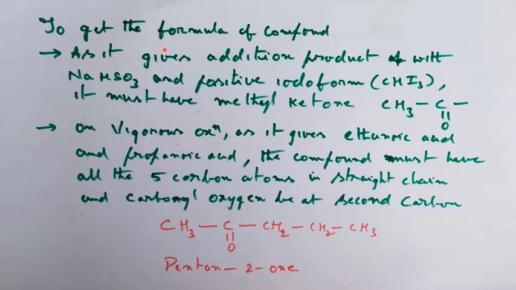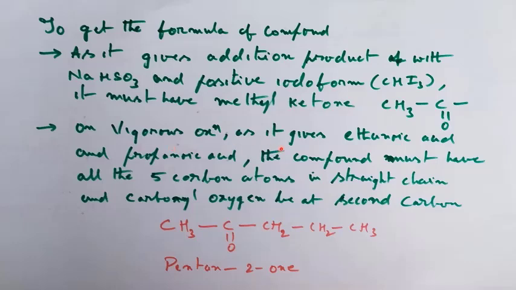To get the exact formula of the compound, now we have the following steps. As the compound gives an addition product with sodium bisulfite and a positive iodoform test, iodoform is CHI3. As it gives a positive iodoform test, the substance must have a methyl ketone. That is, it is not an aldehyde, it is a methyl ketone. This is methyl and of course this is ketone. This is the methyl ketone group.